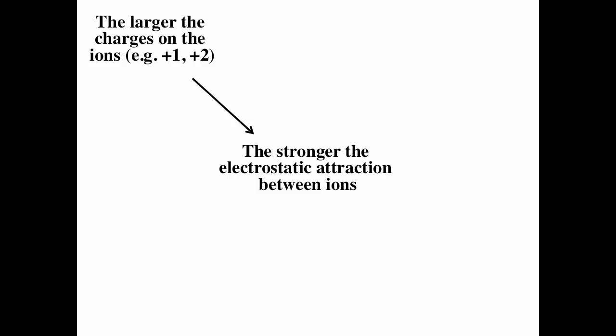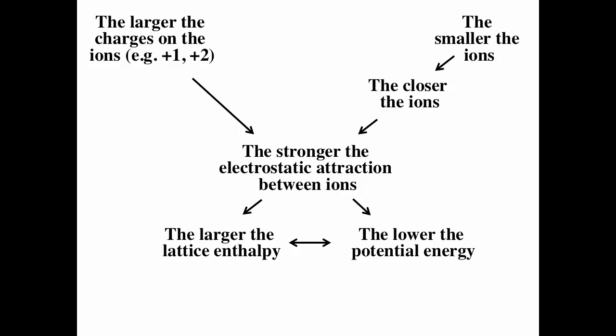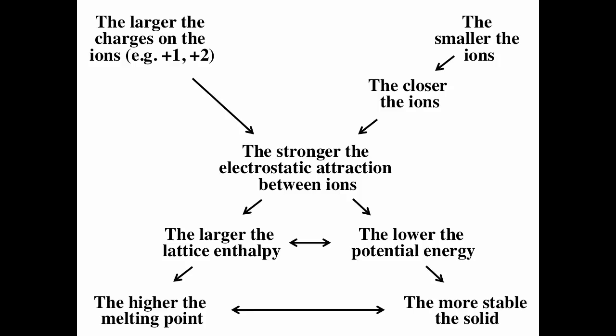And so the larger the charges on the ions, absolute value, the stronger the attraction between the ions. The smaller the ions, the closer the ions, the stronger the attraction. The stronger attraction between the ions, the larger lattice enthalpy. Lattice enthalpy is basically a measure of the attraction between the ions. The larger lattice enthalpy, the lower the potential energy. The larger lattice enthalpy, the higher the melting point, the more stable the solid. Now again, the absolute value of the charges is the most important consideration.